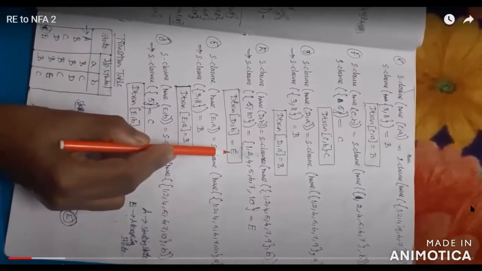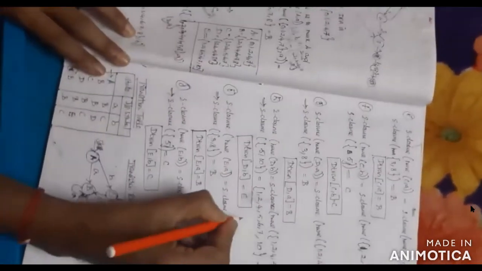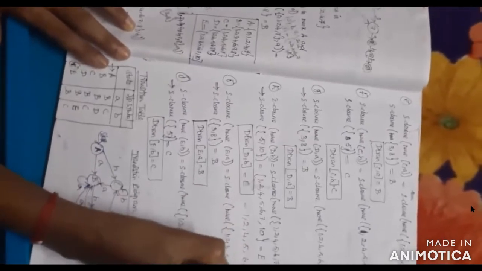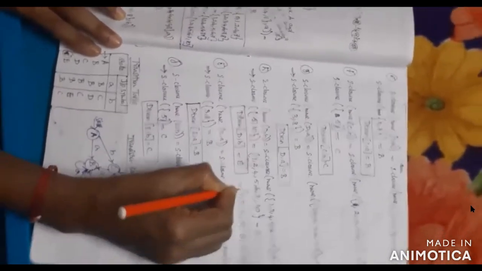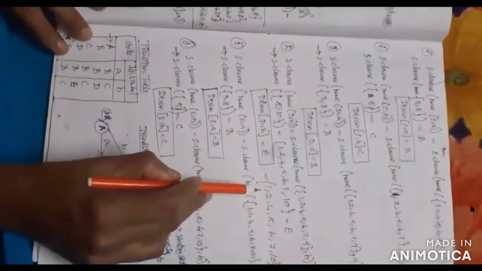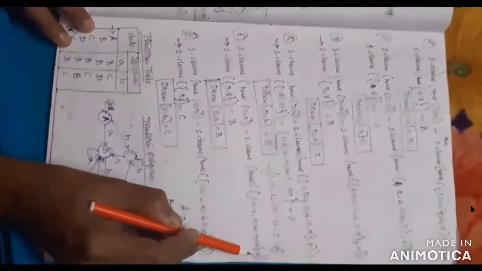So here, what is E? The E state is 1, 2, 4, 5, 6, 7, 10. This is for the state E transition values. Now you can go for the transition of E comma A. So E is 1, 2, 4, 5, 6, 7, 10. The input symbol is small a.